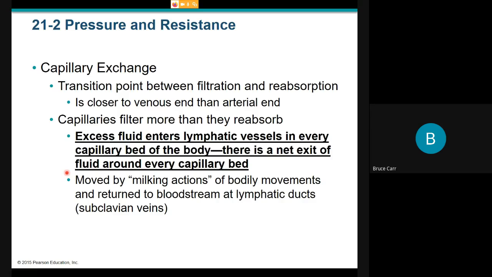And it is the random motions of the body that are squeezing and releasing that are basically moving this lymph from all parts of the body and returning it back to the bloodstream. That's occurring high up here in the thorax. Now we'll deal with the particulars of this fluid exchange in more detail in chapter 22, which is about the lymphatic system.